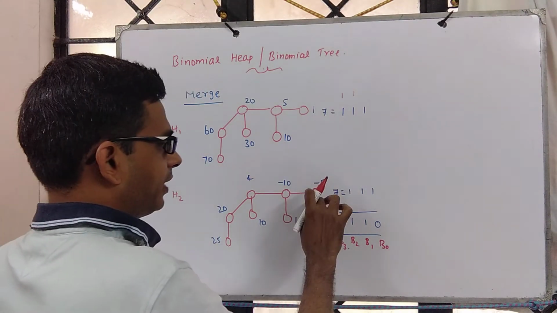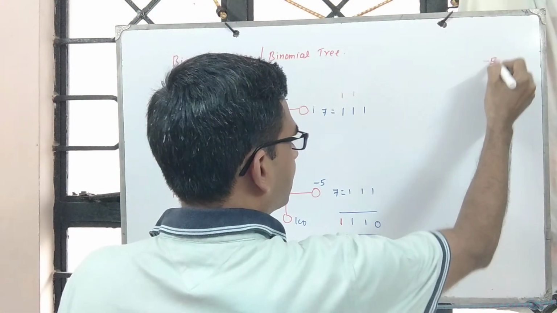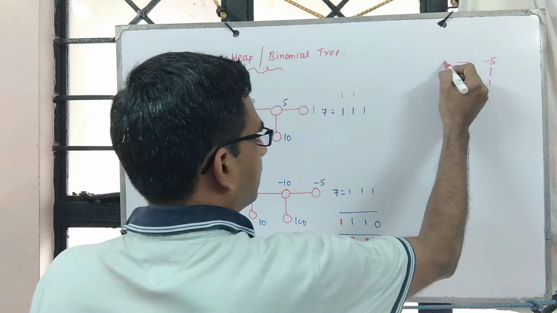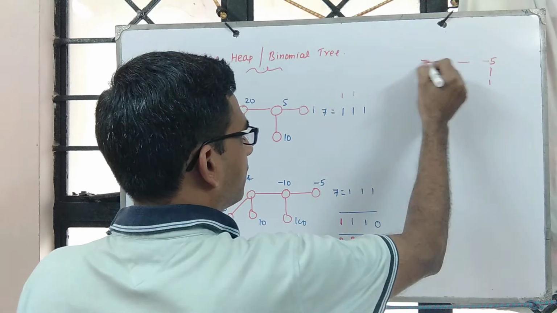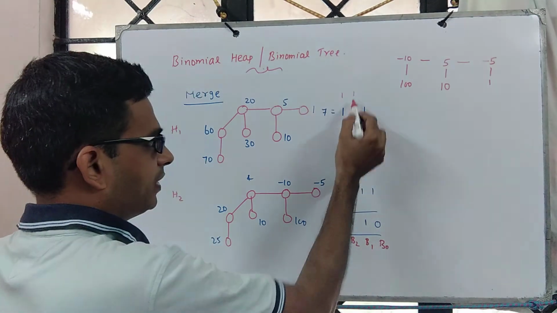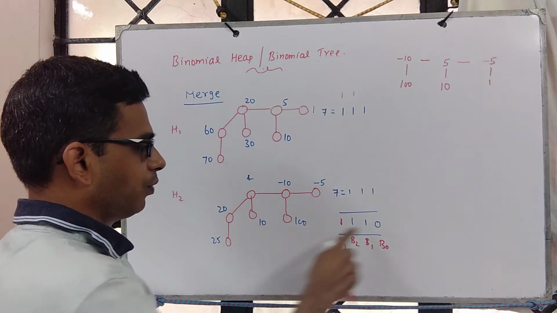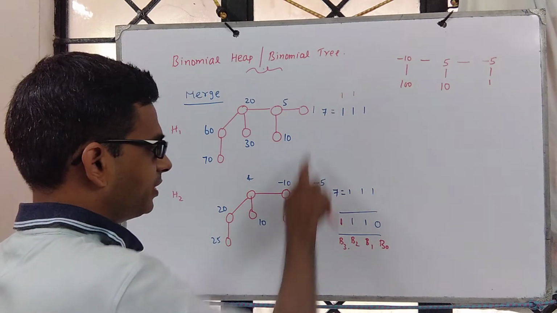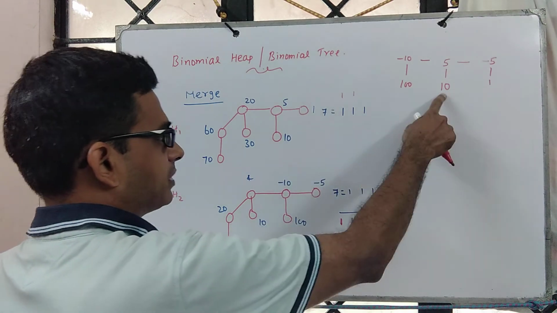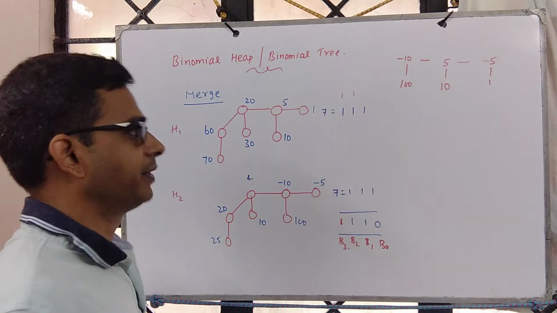So you merge 1 and minus 5, we get to see that we will have minus 5 followed by 1 and we also have other structure, so 5, 10 and minus 10 and 100. So when we have 3 ones at this place, which means there are 3 copies of B1. One copy is created because of the merge of these two, that is minus 5 and 1, and second copy is from the first binomial heap, third copy is from the second binomial heap.